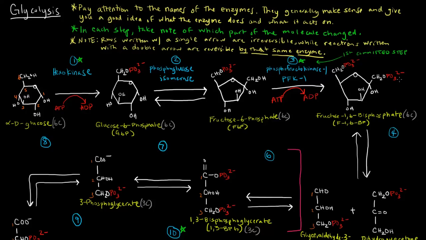Bisphosphate, it has 2 phosphates. Where are the phosphates? On the 1 carbon and the 6th carbon. So let me number this really quickly to make sure that makes sense to you. 1, 2, 3, 4, 5, 6 carbons. Okay, so fructose 1,6-bisphosphate. Again, that name makes sense.